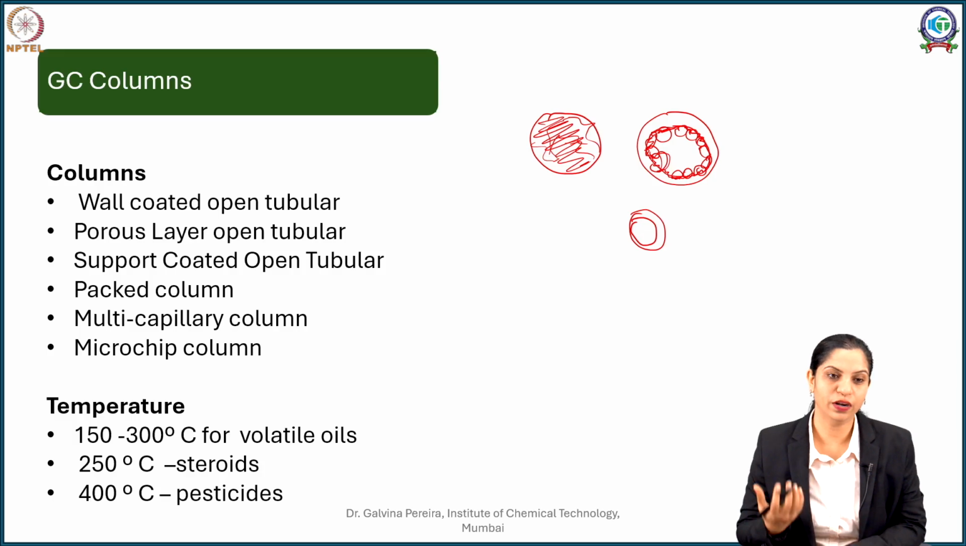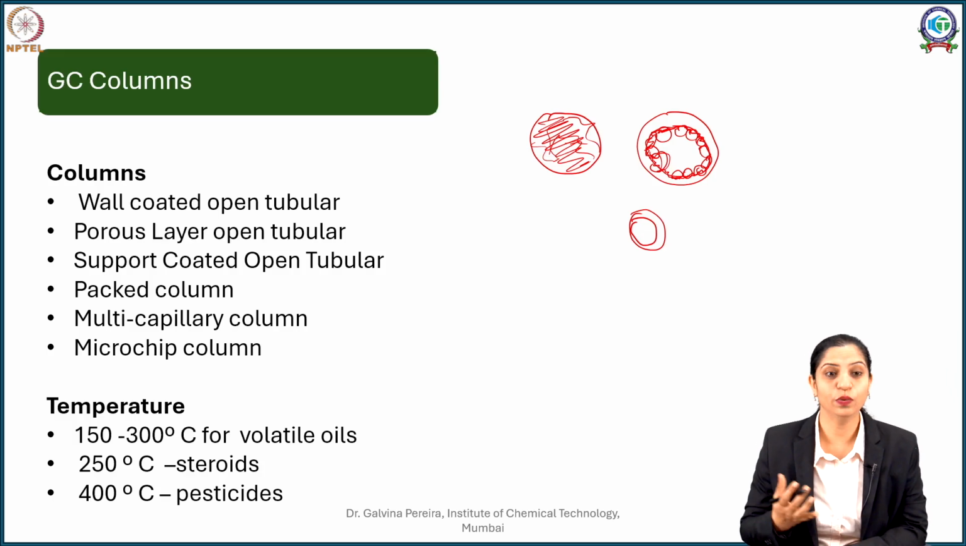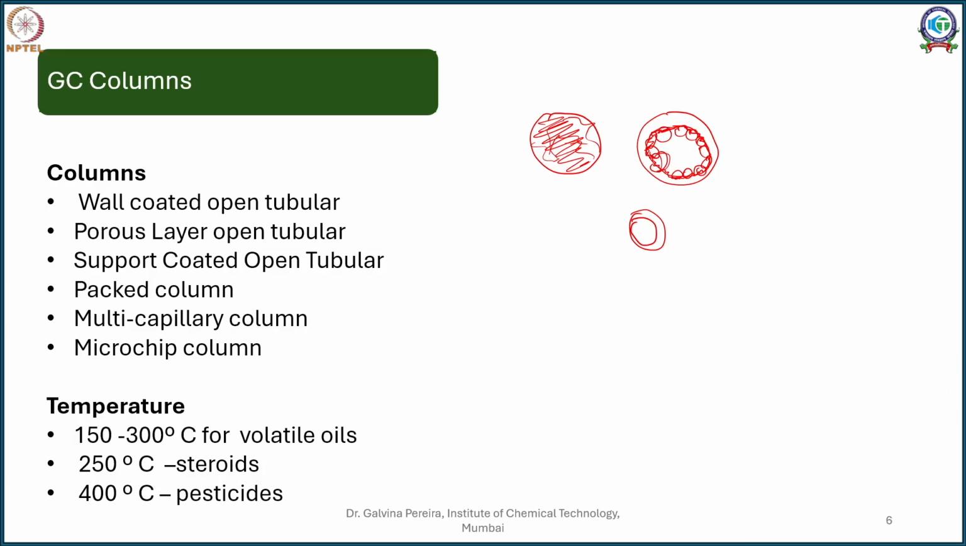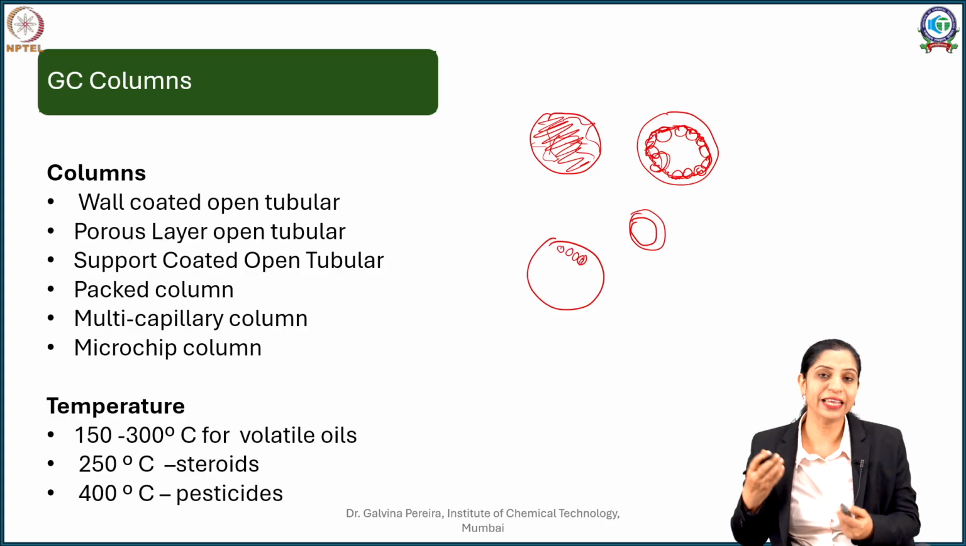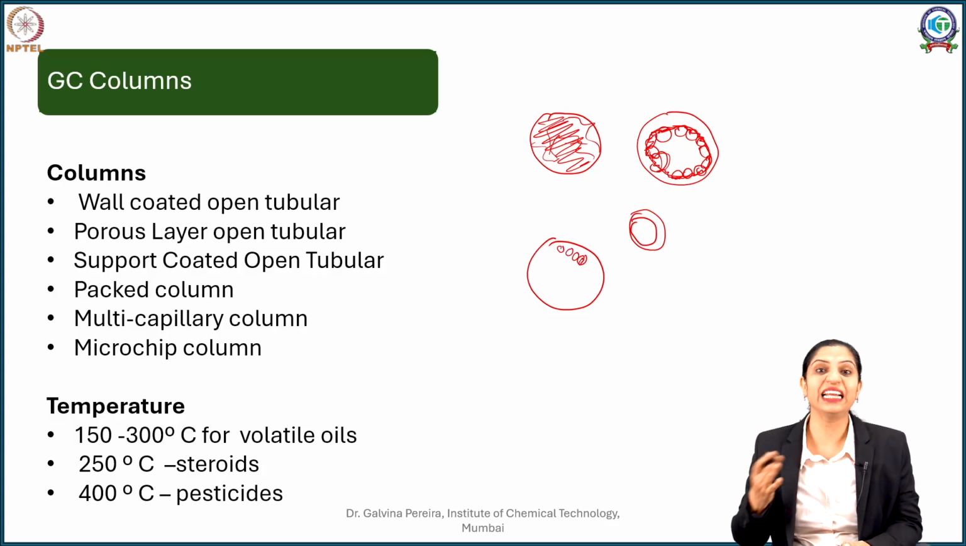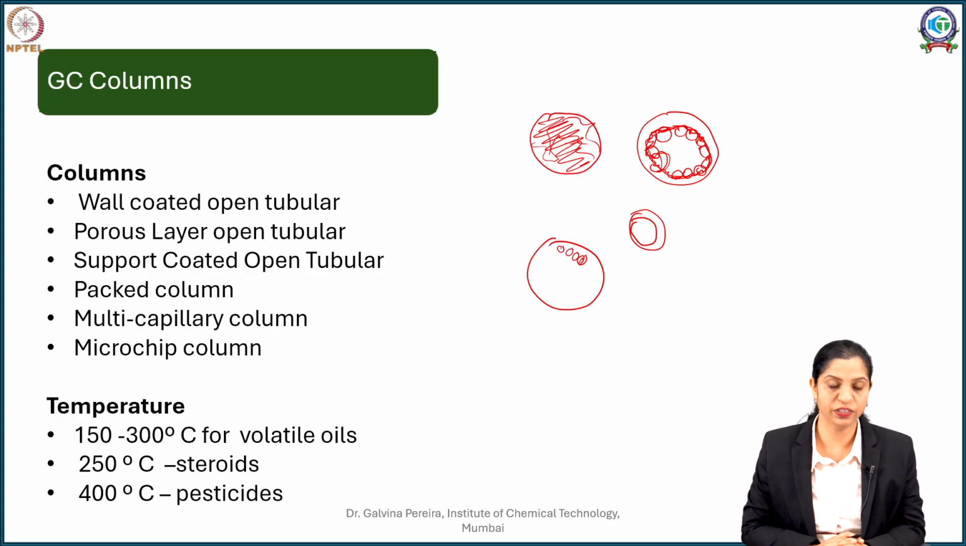Then you have your multicapillary, then you have your microchip. Multicapillary is something you can imagine. You have a whole column which is filled by numerous tiny capillaries, and inside each capillary is your stationary phase, and through that your gas is moving. So this increases your rate of mass transfer and increases your efficiency.